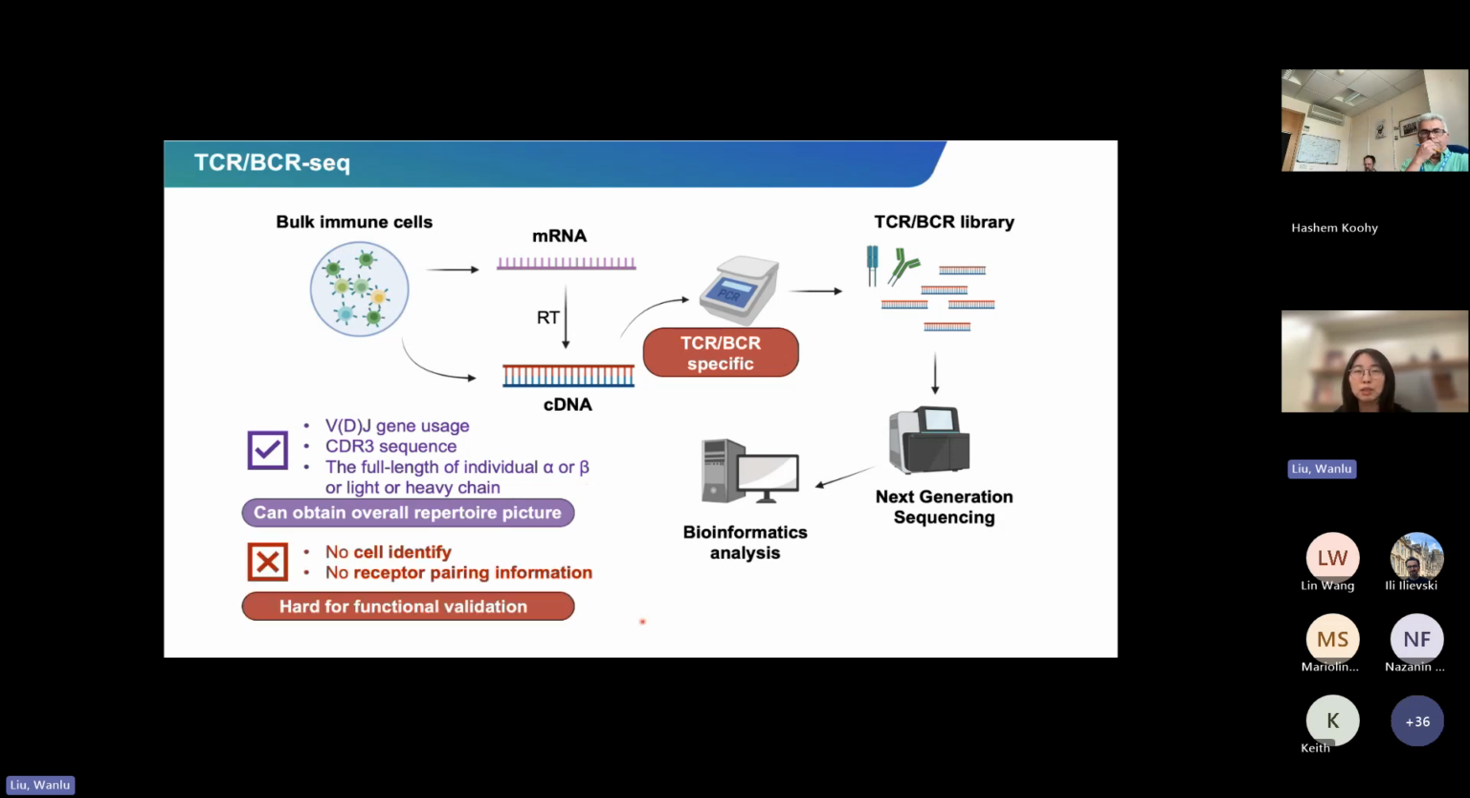However, it's very hard for immunologists to perform downstream validations using the bulk TCR results because, first of all, there's no cell identity, because this is bulk sequencing. So the gene expression of those cells is unknown. And very importantly, there's no receptor pairing information. We may get hundreds of very enriched alpha chains or beta chains, but we don't know how they pair. So it's very hard for downstream functional validations.